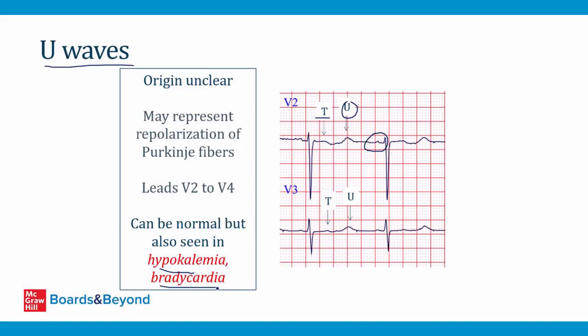But like I said, they're present in many normal patients, and they don't necessarily mean the patient has any pathology. Nobody knows exactly what causes the U wave, although they're believed by many theories to represent repolarization of the Purkinje fibers, but nobody really knows. And usually you see them in V2 to V4, just like this example here. You're seeing a U wave in V2 and V3. And that concludes our module on EKG Basics.